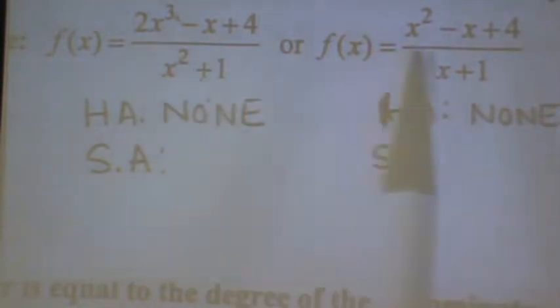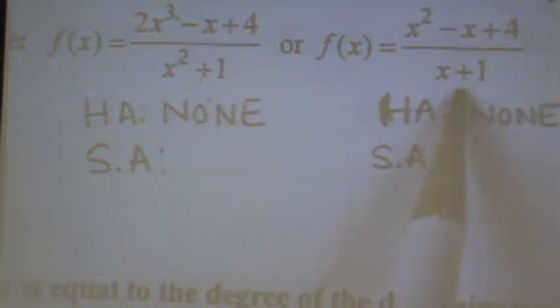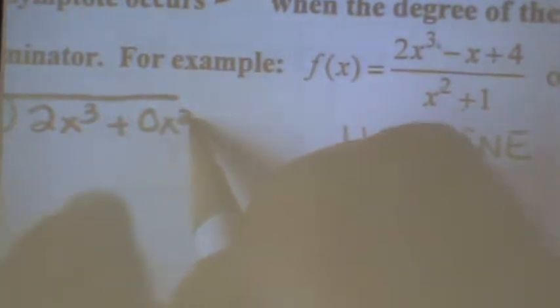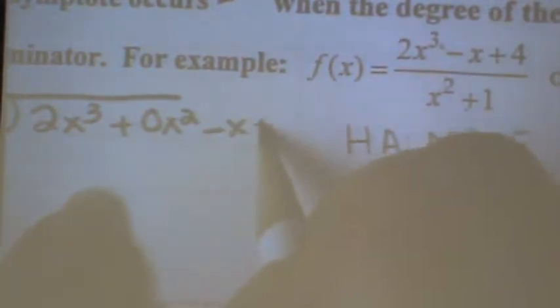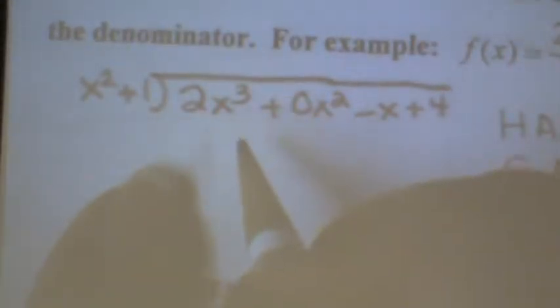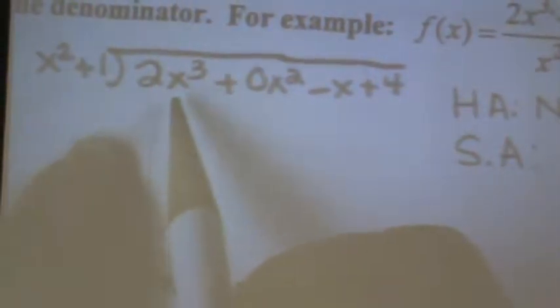For this one, you're going to have to do long division. But this one, you can do synthetic division. How do you do long division on this problem? You would have to do x squared plus 1 into 2x cubed plus 0x squared, and then minus x plus 4. You don't need the remainder. You're going to get a line here because it's a slant. So 2x squared times, we got to get a 2x here.